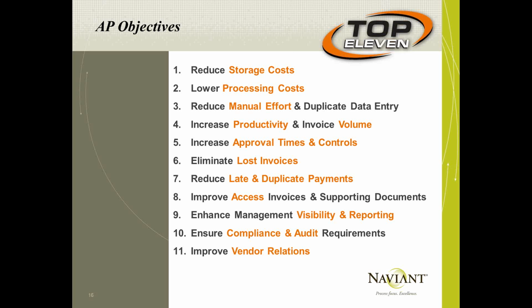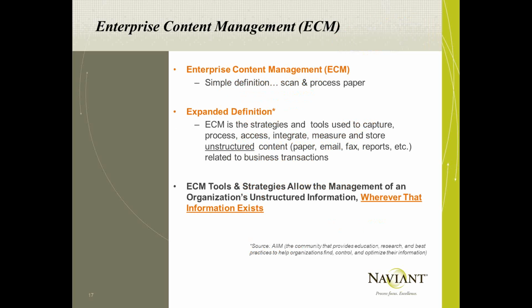Everything from lowering process costs, not specifically reducing head count, but increasing productivity and reducing manual effort. Often things like reducing duplicate payments, increasing visibility and reporting. Something that's actually not on this, probably at number 12, is truly global enterprise standardization, having a consistent process across the organization when there's multiple regions, multiple divisions, etc.